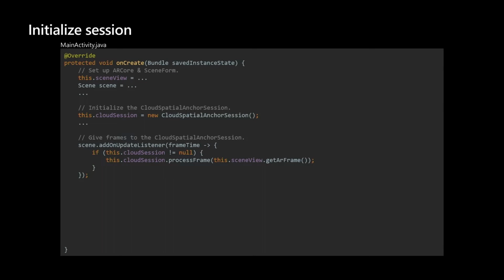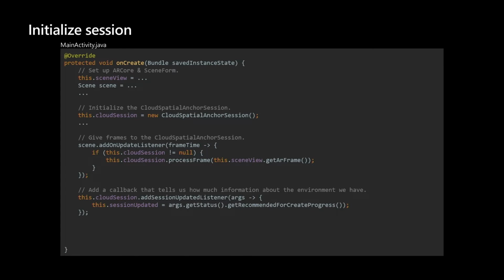So this is one side of the handshake that I'm about to show you. We give camera frames to Azure Spatial Anchors. In return, Azure Spatial Anchors is going to give us back a float that tells us how much information about the environment it has. So we're doing this cloud session.sessionUpdatedListener. This will be called by Azure Spatial Anchors, and it'll tell us when we're ready to create an anchor. Session updated will be a float, and when it gets to 1, that is Azure Spatial Anchors telling you as an app, you can save an anchor, we know about the environment.